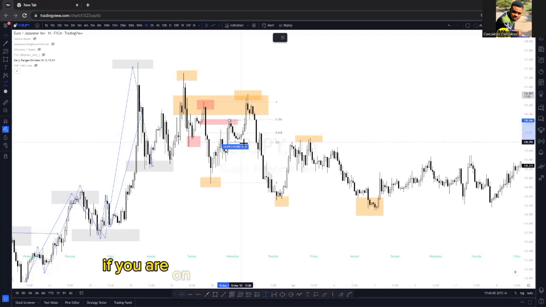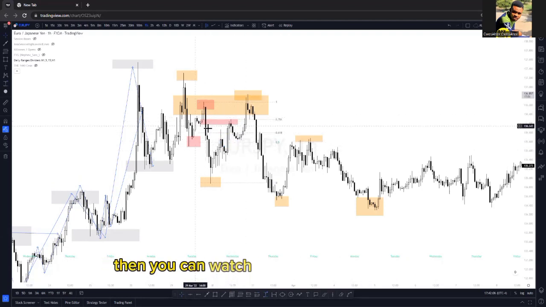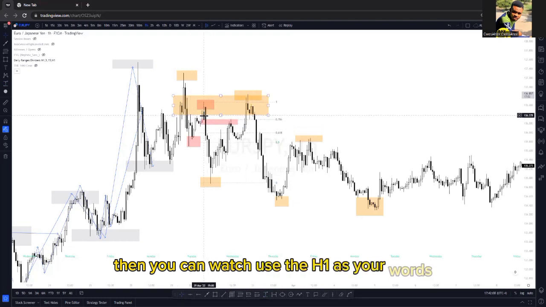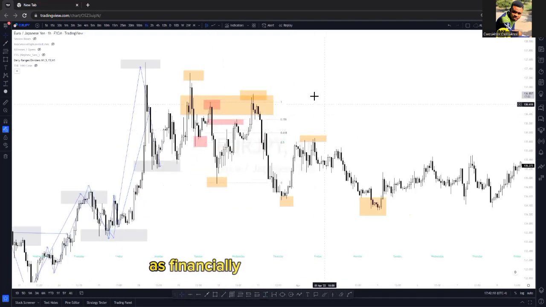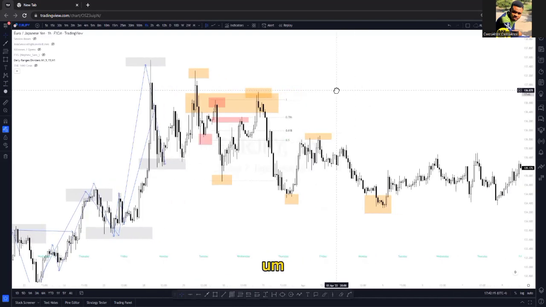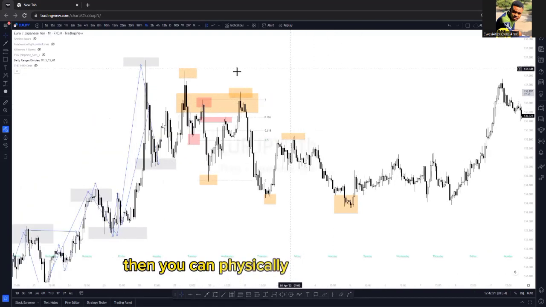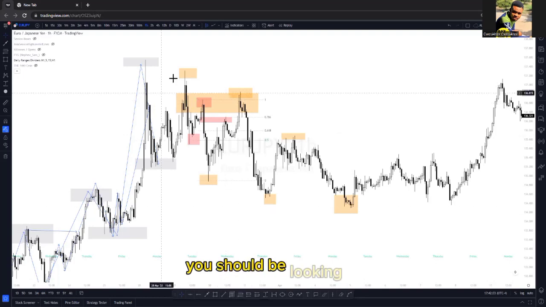So if you are on the 15 minutes time frame intraday, then you can use the H1 as your entry for your intraday, right? But if you are maybe a swing trader or a day trader, let's say something like that, then you should be looking at the H4 point of interest.